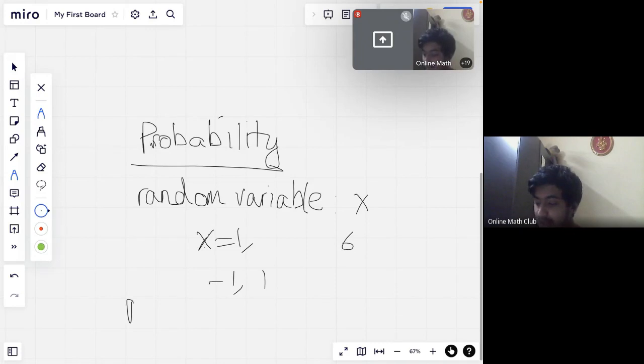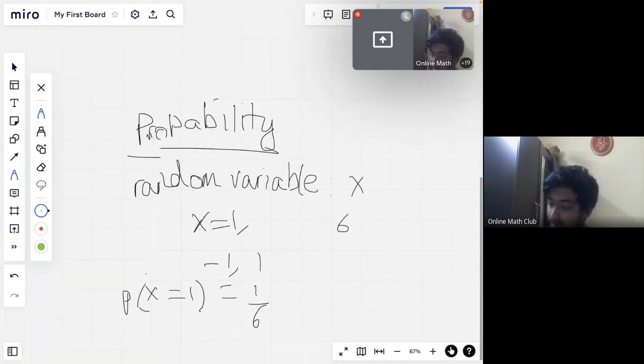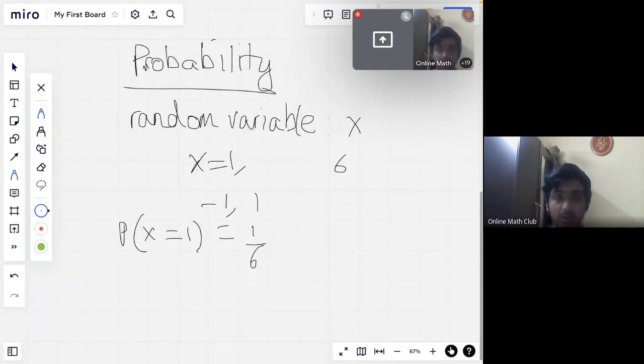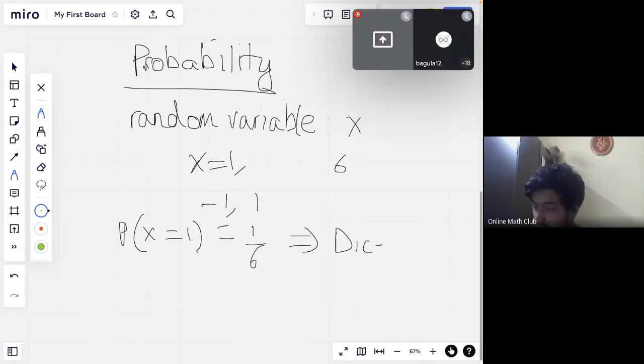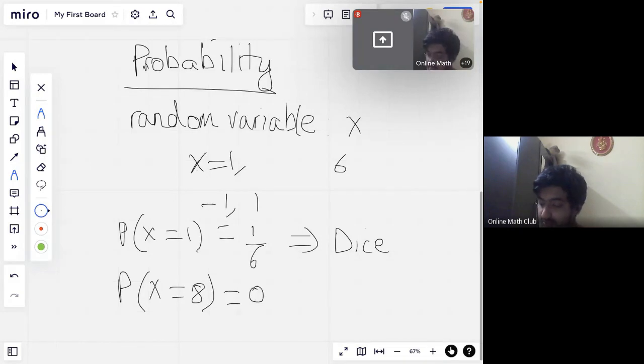And we generally assign a probability that a random variable is something. For a dice, the probability that x equals 1, P(x = 1), is 1/6. I hope that this notation is intuitive and not too complicated. This notation is quite intuitive. And P(x = 8) will be 0 because a dice can't show 8. So that's what random variable and probability mean.